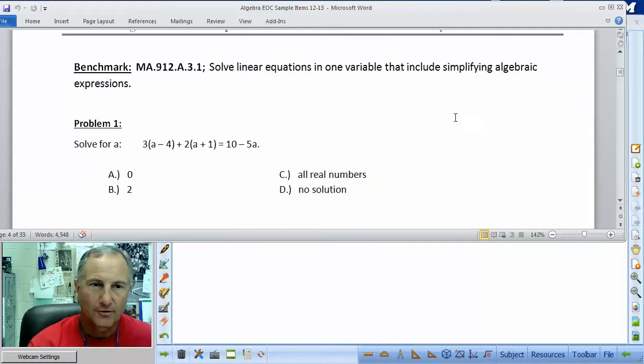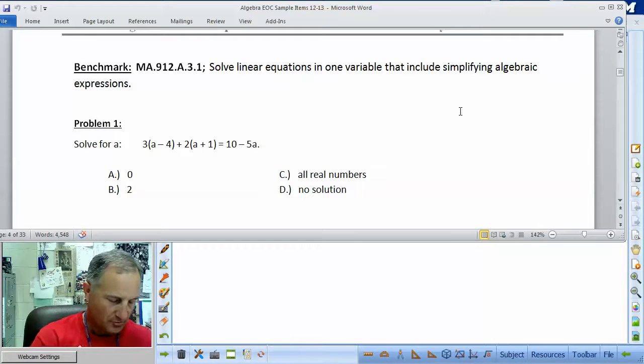3-A 3.1, solve linear equations. We've been solving equations all year long. Combine like terms, get all your variables on one side, numbers on the other. When you move across the equal sign, make sure that you are doing the opposite operation. Okay, so we start off here with problem 1.